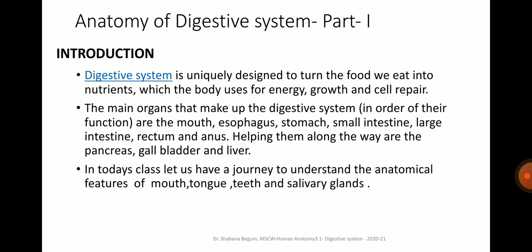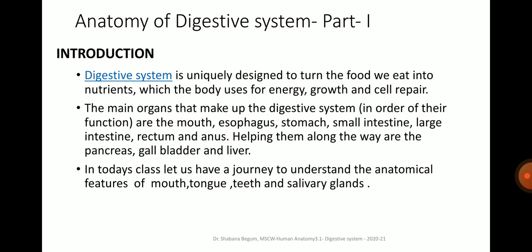So let us start with the class Anatomy of Digestive System Part 1, before which a small introduction about the digestion, then the digestive system. You can define digestion as the process of conversion of the complex food substances into simpler absorbable forms. Then the digestive system is a collective name used to describe the alimentary canal and accessory organs which help in the process of digestion and absorption.